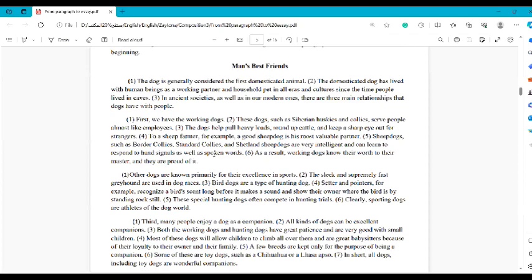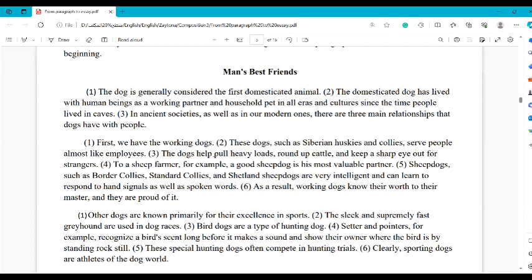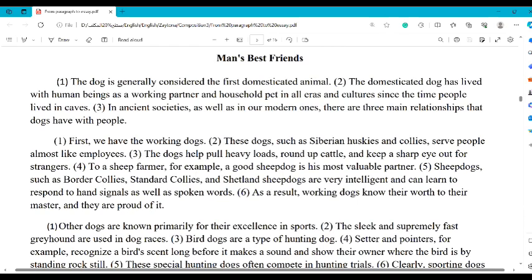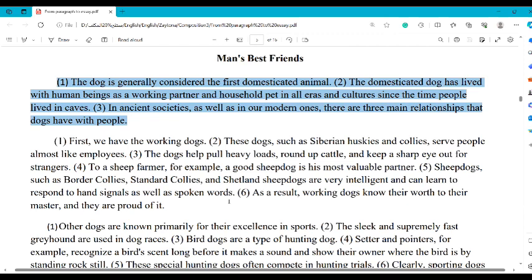Okay. Let's read this example to see how we expand our ideas from a paragraph into an essay. Yes, please. Who can read the first paragraph? I can read, my teacher. Yes, please. Go ahead. The dog is generally considered the first domesticated animal.